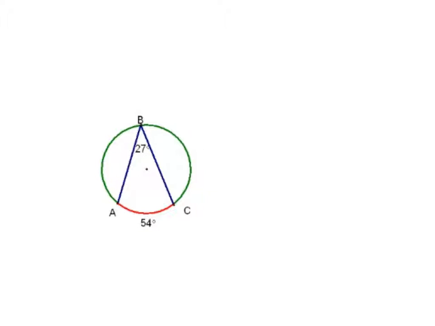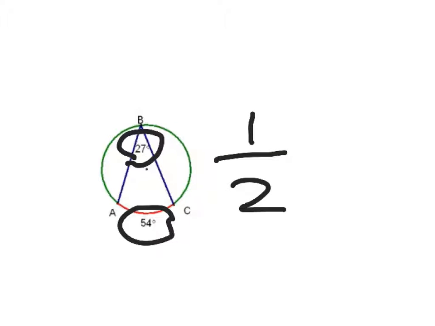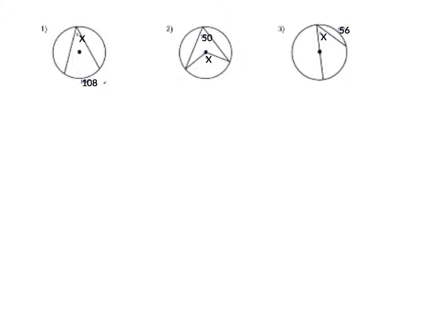Now let's look at our circle. You can see that the inscribed angle 27 is half of the intercepted arc 54. The inscribed angle will always be half of the intercepted arc. That is our inscribed angle theorem. Let's solve a couple practice problems.